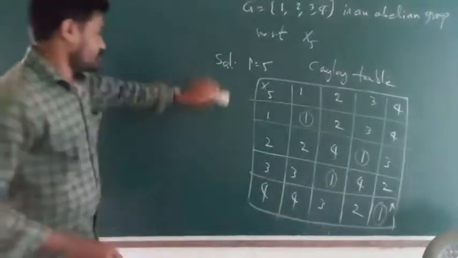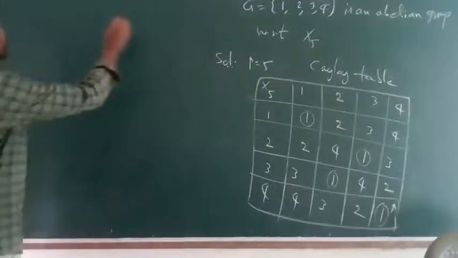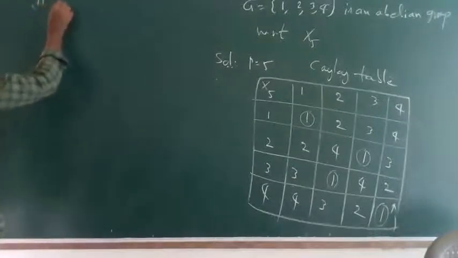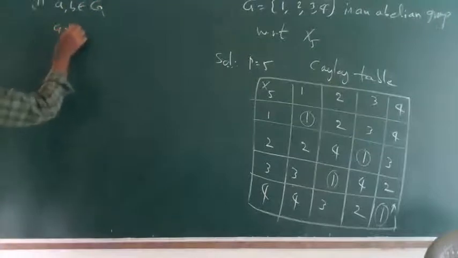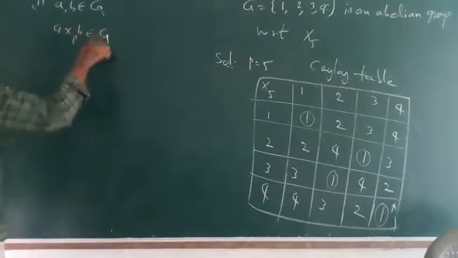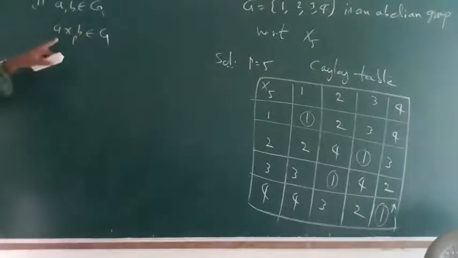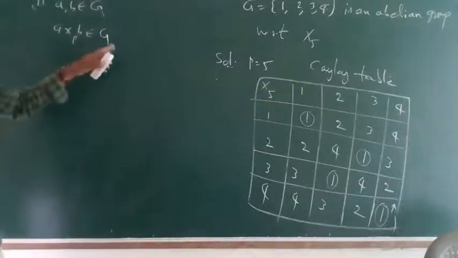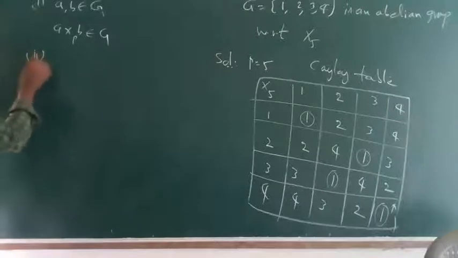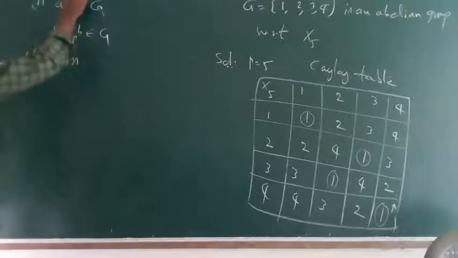First, select the closure law: a, b belongs to G, and a cross b with respect to p also belongs to G. You can apply any elements. Take a equal to 1, b equal to 1. 1 into 1 is 1, and this total belongs to G. This is the closure law.